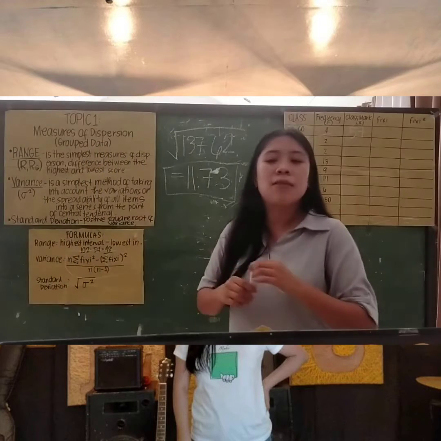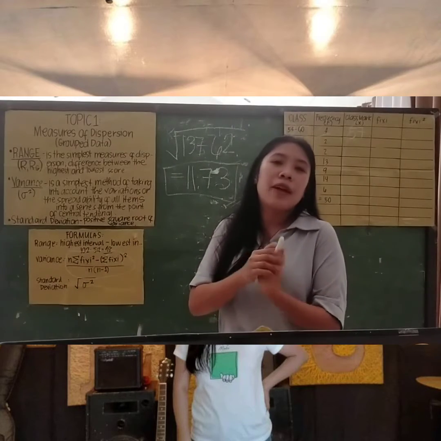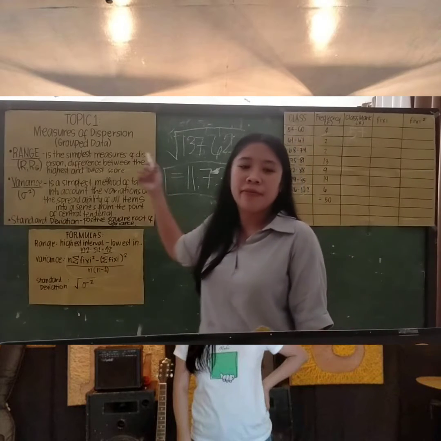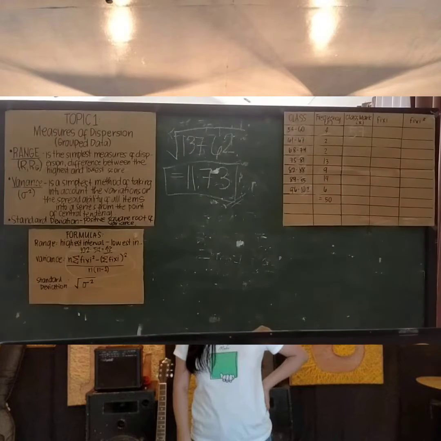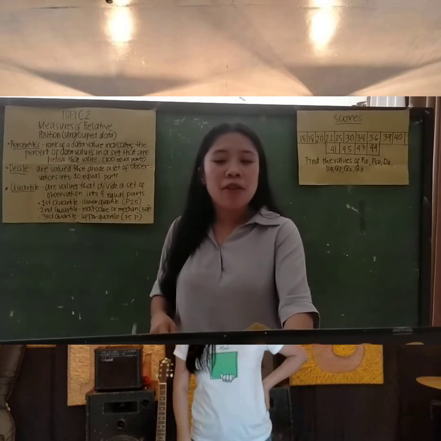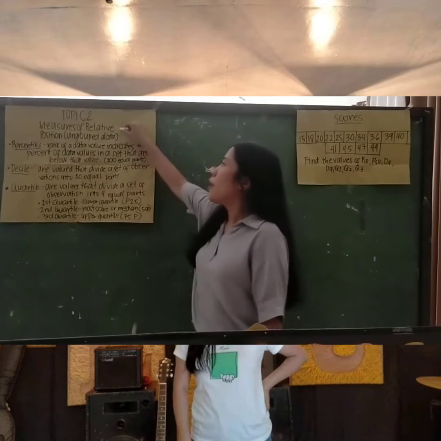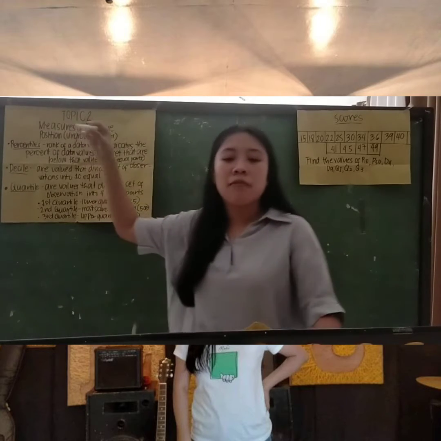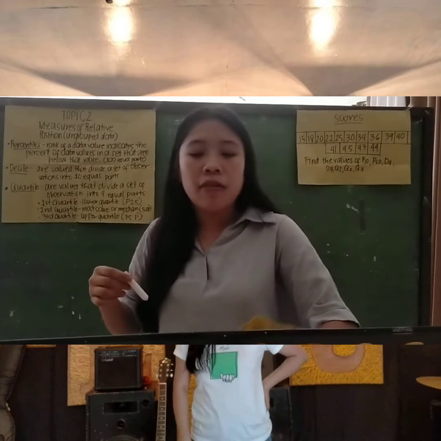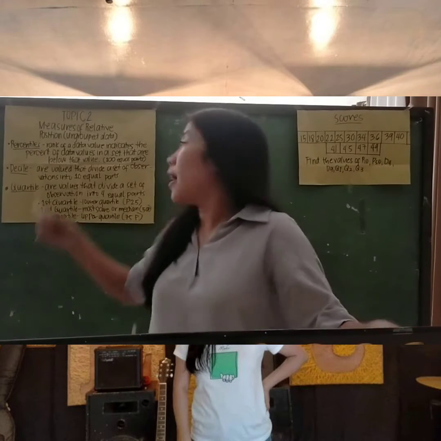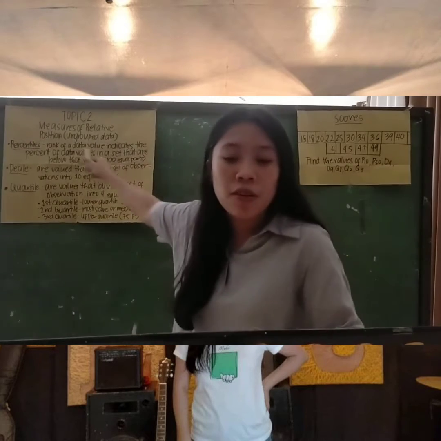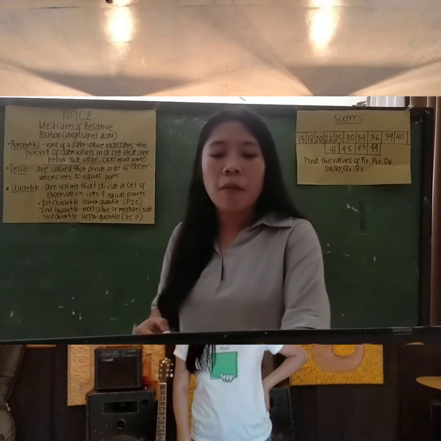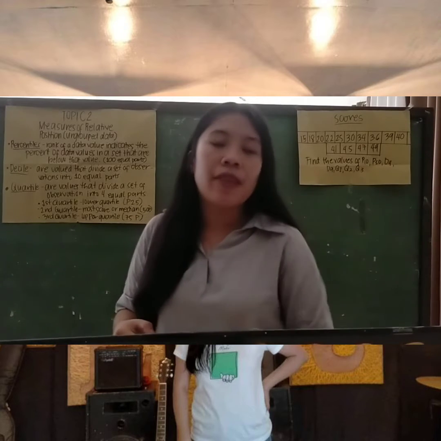So, that's what we get: the range, variation, and then our standard deviation. Now, for our topic number 2, we have measures of relative position under ungrouped data. Here we have terms we will encounter, like the definition of measures of relative position. First, a measure of position identifies the rank or position occupied by a data from an array of data collected.